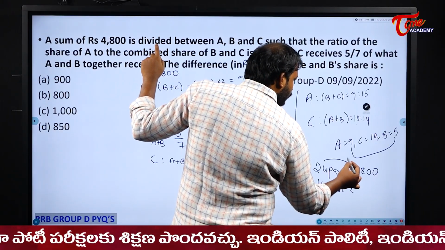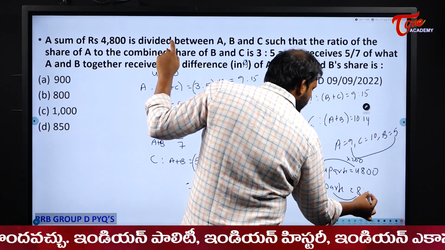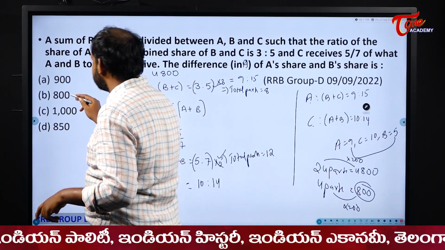So 24 into 200, right? So here also into 200. So the difference between A's share and B's share is what? 800 rupees. The difference between their shares is 800 rupees.